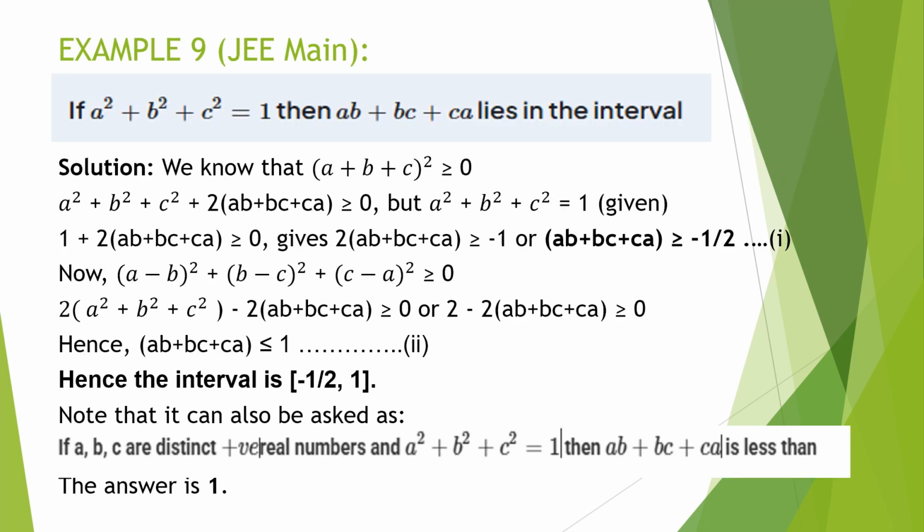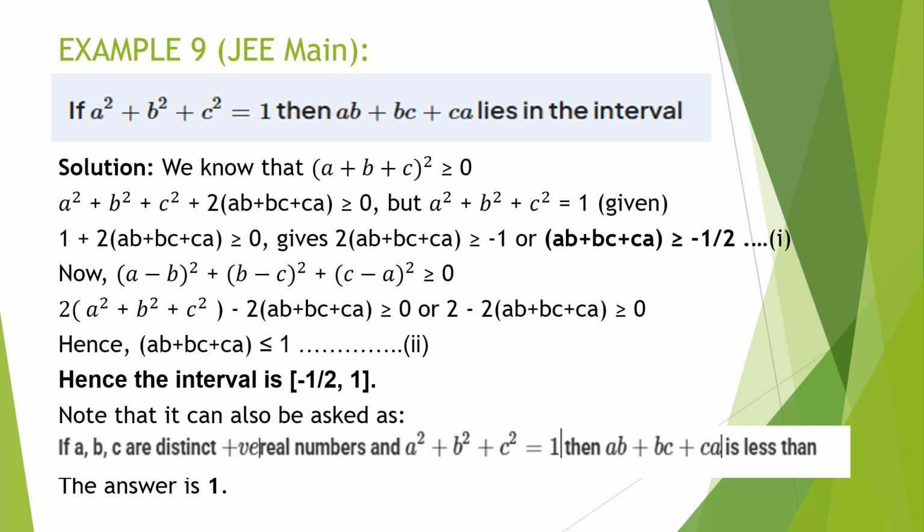Another example which was asked in JEE: if a square plus b square plus c square is equal to 1, then ab plus bc plus ca lies in which interval? This type of questions are also asked. Now see, we know that the square of anything is always greater than or equal to 0. So (a plus b plus c) whole square will be greater than or equal to 0. Simplifying this, it is a square plus b square plus c square plus 2ab, 2bc, 2ca. So we take out 2 common, ab plus bc plus ca greater than or equal to 0.